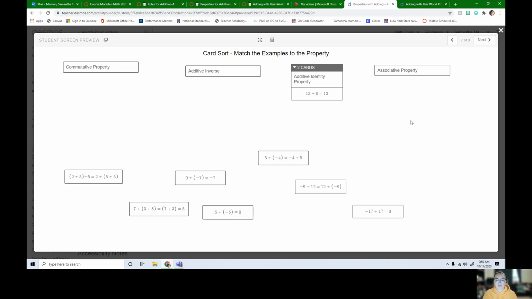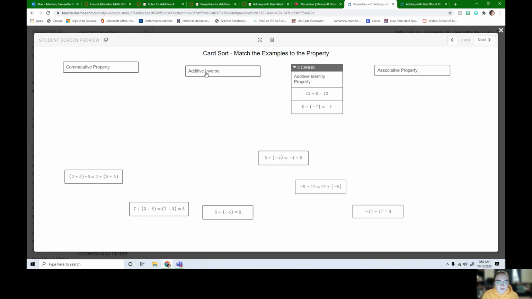Okay, you should have completed the card sort by now, so I'm going to go through with you how to do it. So additive identity is the one where you add 0 and it doesn't change. So I'm looking for another card where they're adding 0. Here is another card where they add 0. So I'm just going to put it over till it highlights blue and let go.